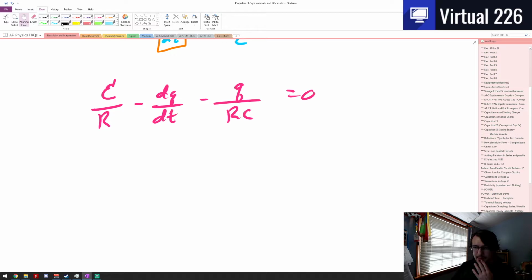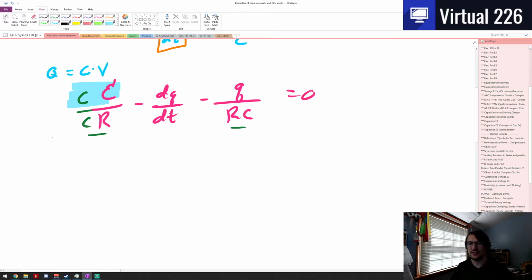Now, I want to try to make the denominators look the same between R and RC here. So it'd be nice if I could just multiply by 1, saying C over C here, so my denominators look the same. And what I may recognize then, and this is the physics trick here, is that a capacitance multiplied by an EMF, or a capacitance times a voltage, is the amount of charge on a capacitor, and that's the maximum amount of charge a capacitor could have.